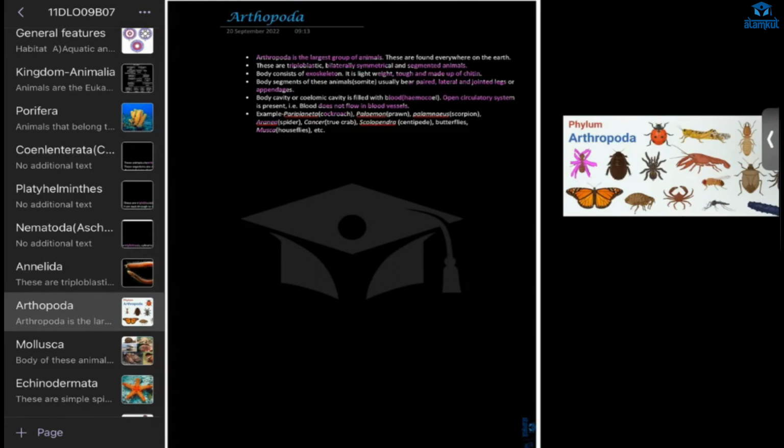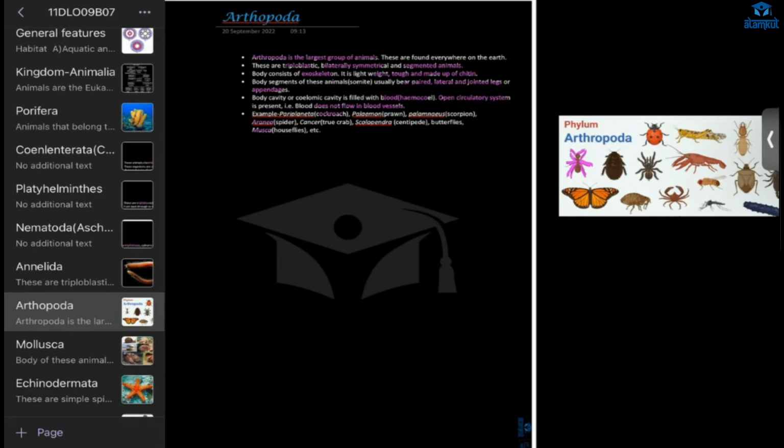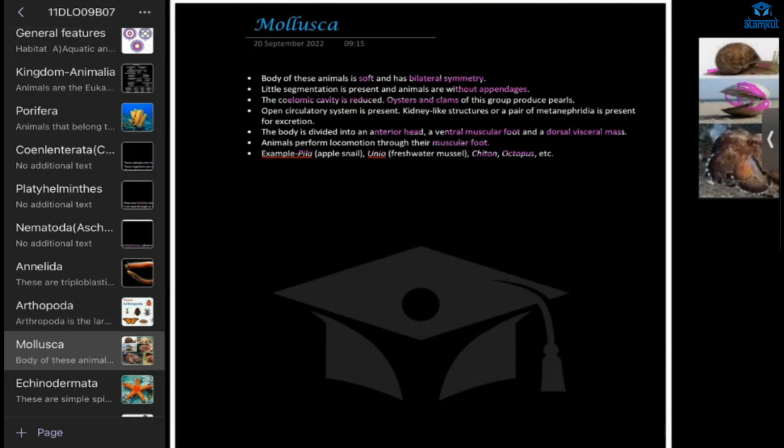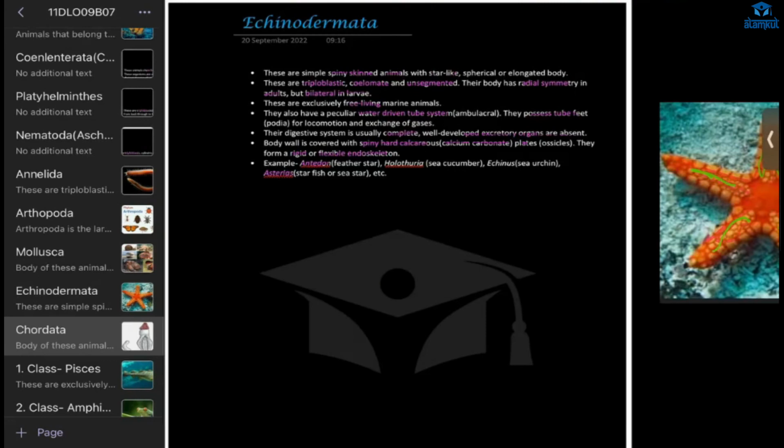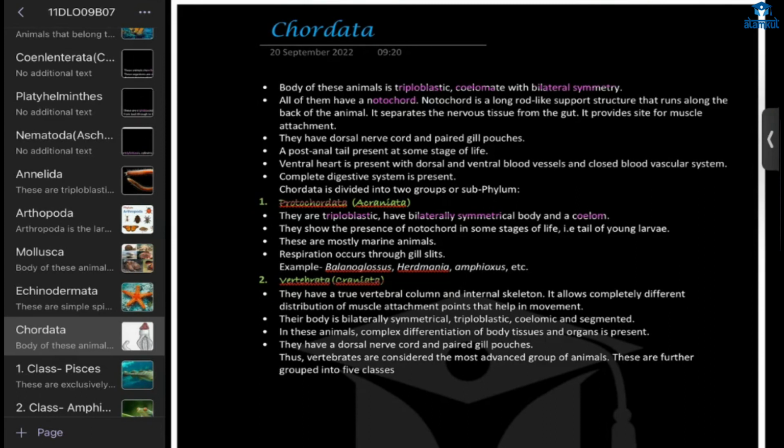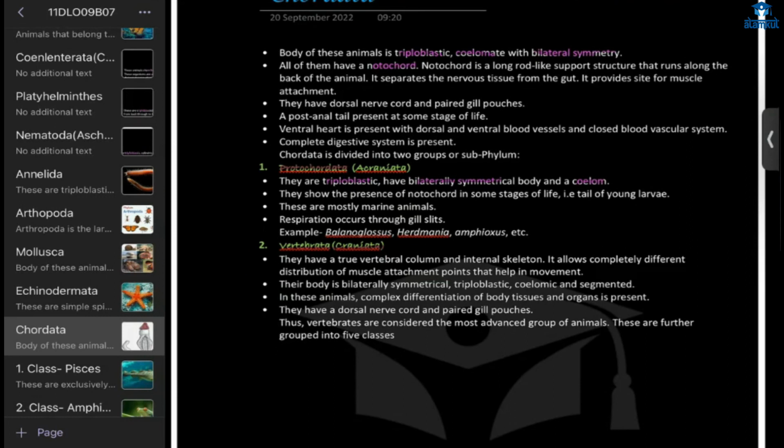Now Arthropoda is the largest group. They have a jointed body, jointed or paired legs, and an open circulatory system. Mollusca have a soft body, with a shell-shaped body, and they are unsegmented. Next, we have the chordata. That means they have a notochord. In the protochordata, the notochord is present only in some stages of life, like the larval stage. In the vertebrata, it is present throughout the lifespan.